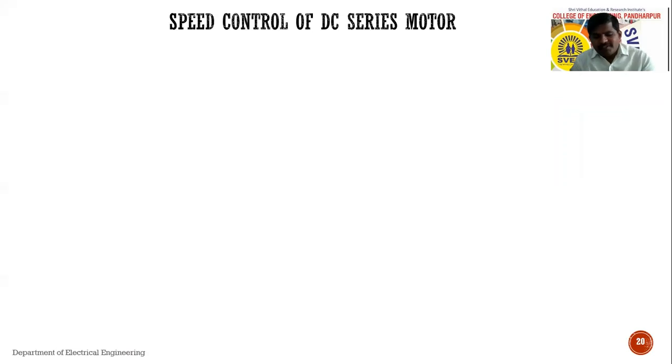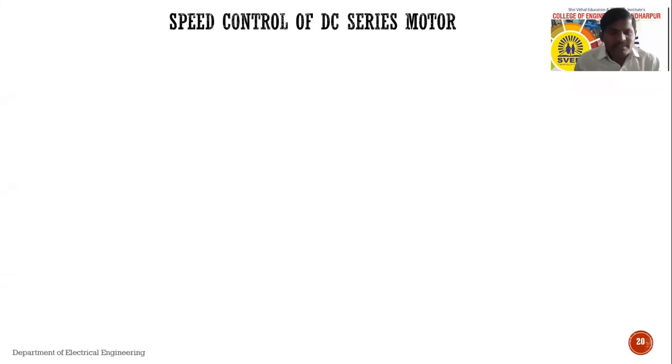In the previous lecture, we discussed speed control of DC shunt motor. In that, we discussed the Ward-Leonard system, that is the voltage control method. In that, there are two types: first, the multiple voltage control method, and second, the Ward-Leonard system, right? So this Ward-Leonard system of speed control we have already discussed in the previous lecture.